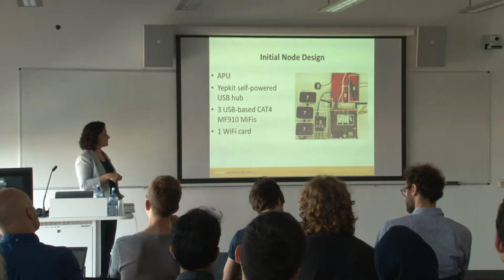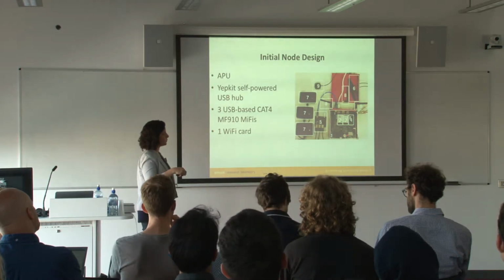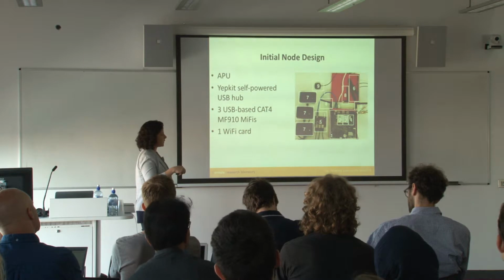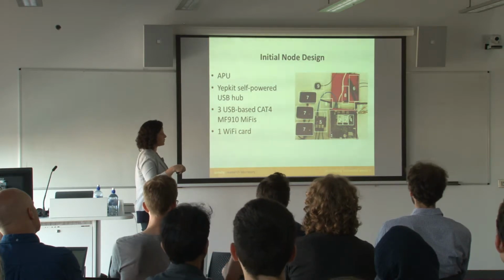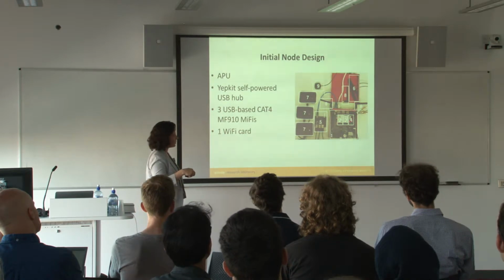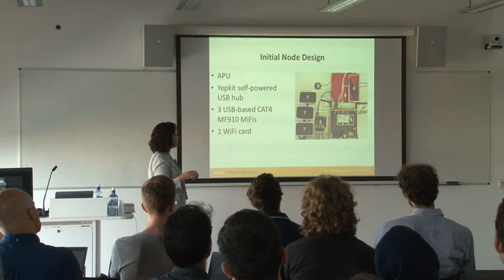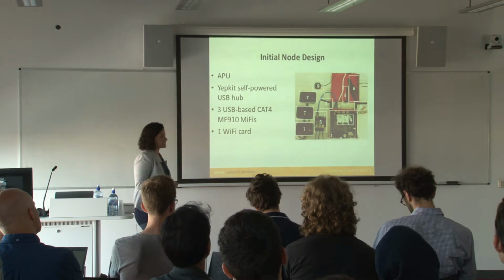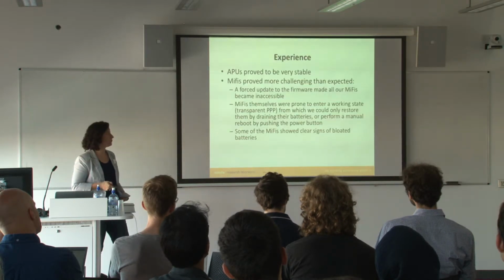So here you can see the APU board. We have a USB hub to accommodate 3 of these MiFis. And then you have the Wi-Fi, the SATA, and we have a GPS and some antennas. So that was the initial design of the node.